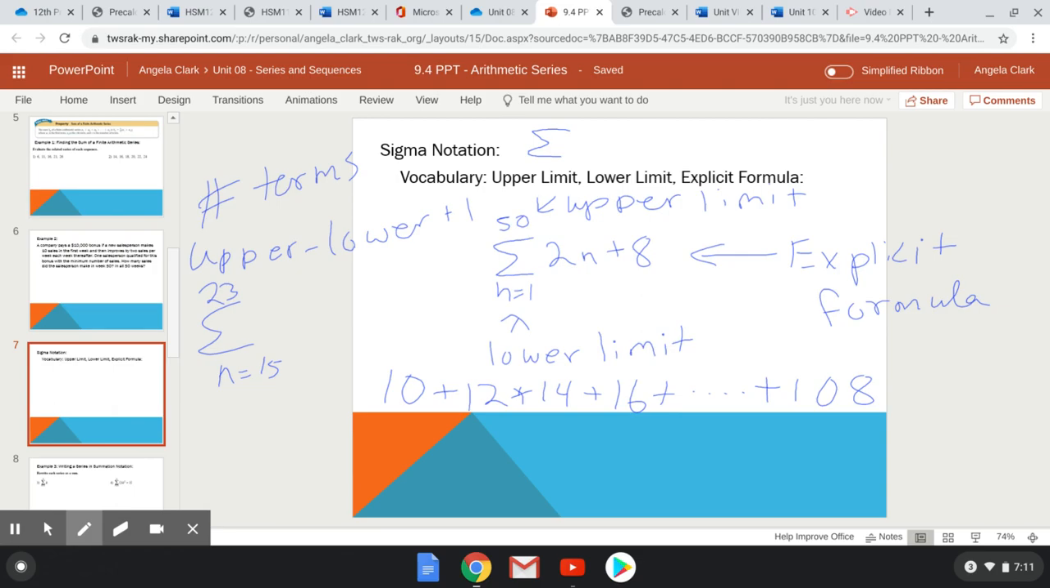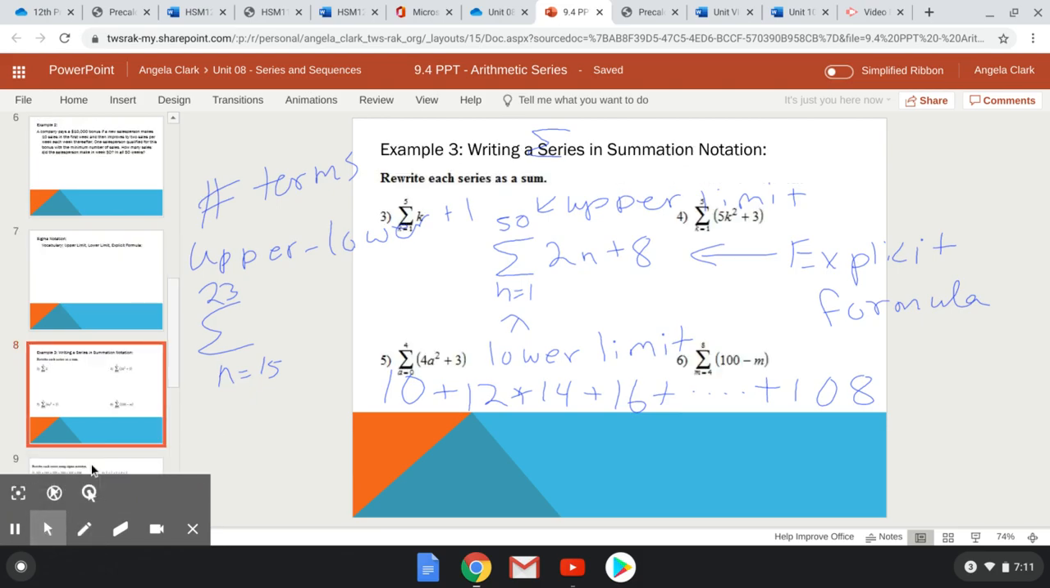All right. So that's sigma notation. And so let's do some examples using this. So let me switch back to my mouse. And I'm gonna erase.